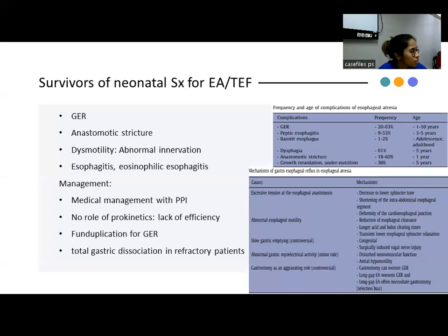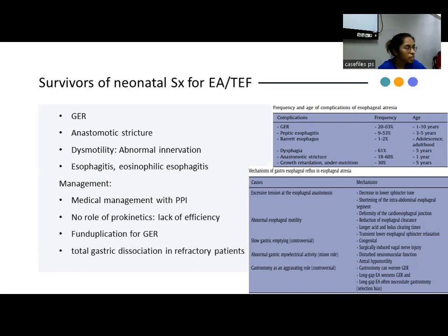Coming to the survivors of neonatal surgeries for esophageal atresia, these patients usually have higher chances of GER, which is up to 20 to 63%, and an anastomotic stricture, which is also up to 18 to 60%. And there can be abnormal dysmotility of the esophagus because of the abnormal innervation or because of the abnormal musculature. And they can also have esophagitis or eosinophilic esophagitis.